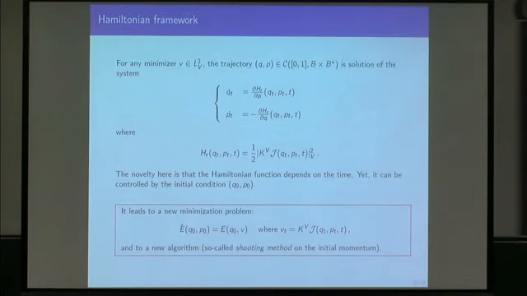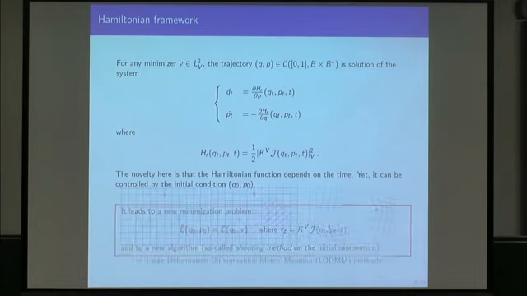You can also write the Hamiltonian framework, and the only difference here is that this reduced Hamiltonian also depends on the time. So it implies some complication to control it over time, and it also says that you do not have any more conservation of your energy.